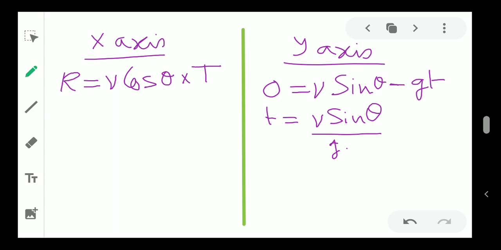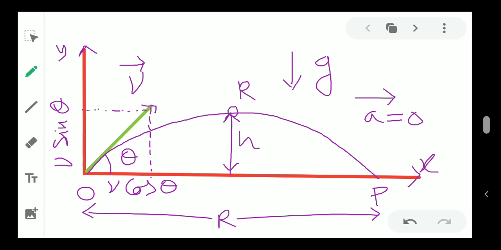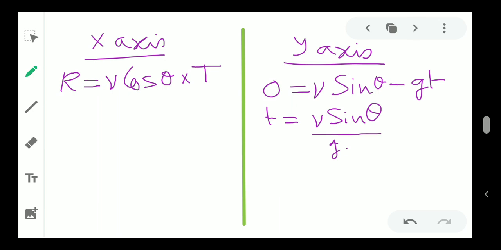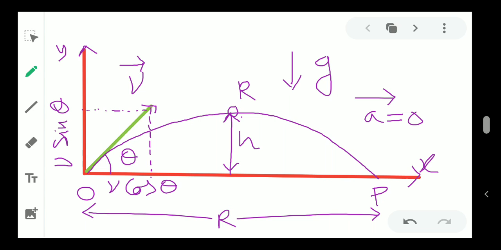One more time, you can see that when it is coming from R to point P, the initial velocity is 0 and now it is acceleration, and my final velocity at P I can find out is also v sine theta. How to find that, we will come back to slowly. For now, take for granted that the time to get from O to R is the same as the time going down from R to P.